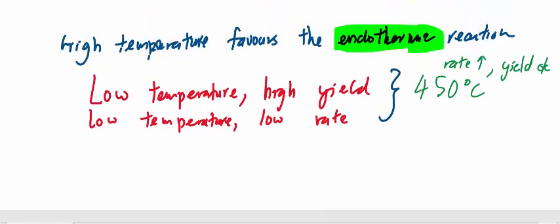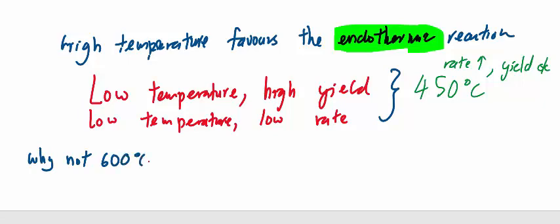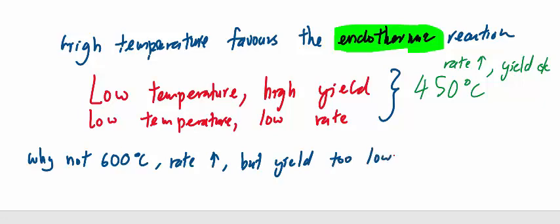The question that they always ask is, why not 600 degrees Celsius? Yeah, the rate will be higher, but yield too low. So you compromise. You use 450. So just now, Haber process, the pressure is 200, the temperature is 450.